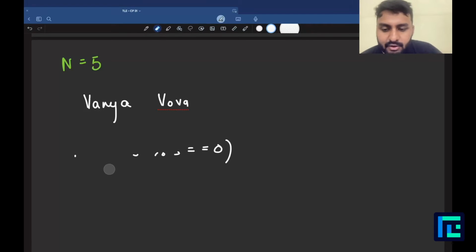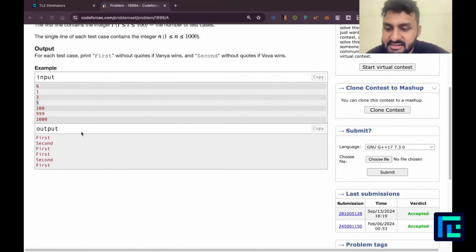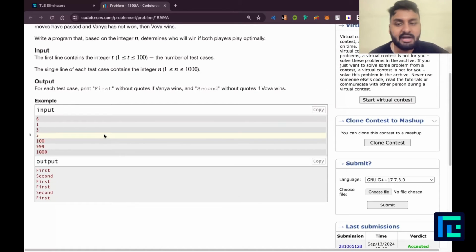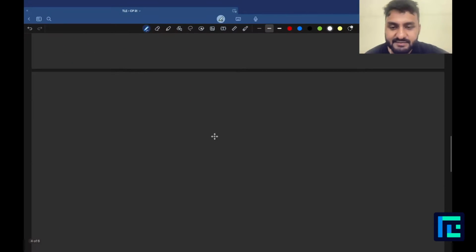Vanya will be able to make the number 5 go on to a multiple of 3, as in it will become a number that's mod 3 equals 0, and Vanya is going to win. Hence, I can say for this test case, the answer turns out to be first. Alright, and then of course there is some ideology behind why the answer is second, but we'll look into that part when we actually determine the whole explanation. Alright, great. So now what we'll do is, we have understood one test case for n equals to 5.